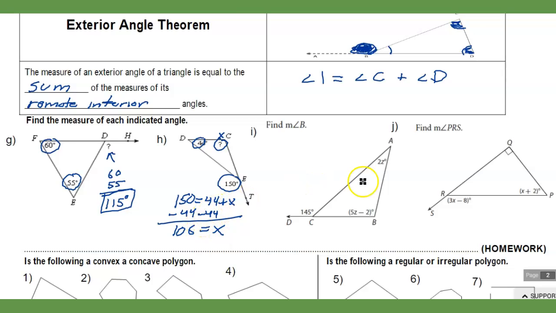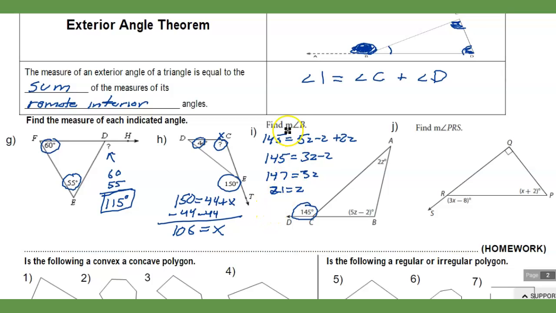Okay. Here's some with some algebra. So 145 will add up to be 2z plus 5z minus 2. Got 145 equals 3z minus 2. So 147 equals 3z, which means z equals 21.